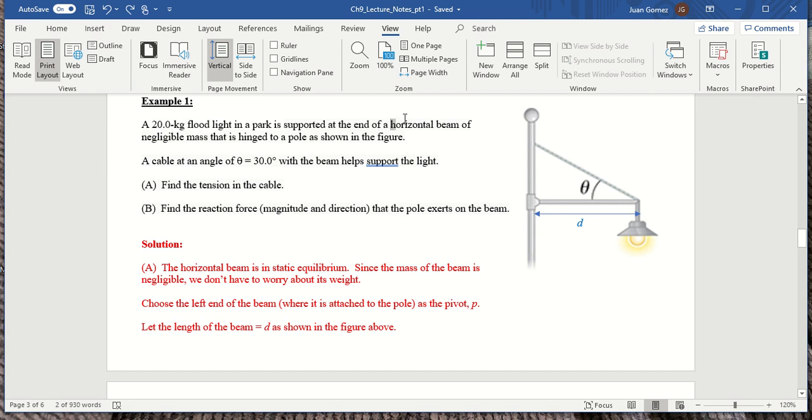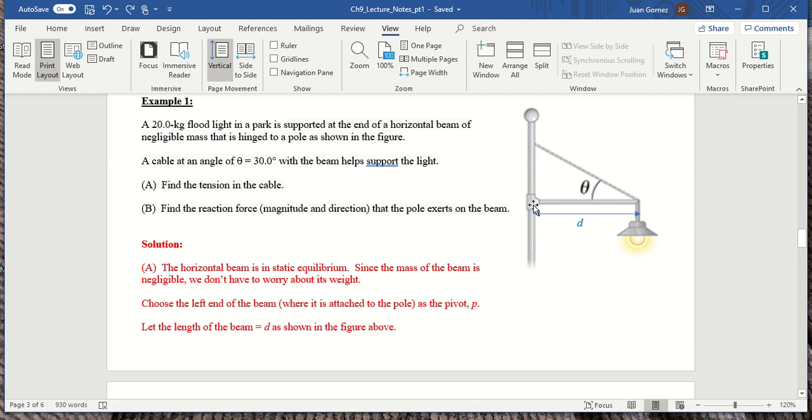We're assuming that in this case we can ignore the mass of the support beam. It's a very sturdy, lightweight plastic. I want to find two things. I want to find the tension in the cable that's attaching the beam to the light pole, and I want to find the reaction force that the pole exerts on the beam. What does that mean? By Newton's third law, over here at this end of the support beam where it's attached to the light pole, two objects are in contact with one another.